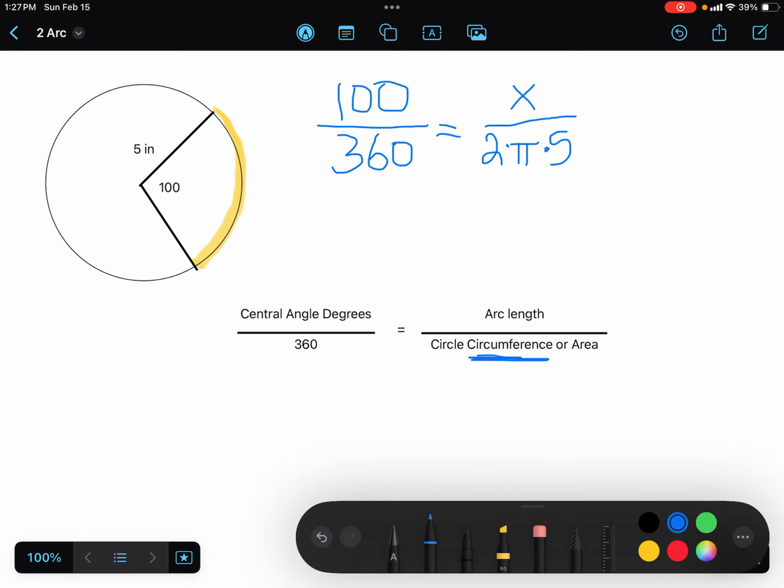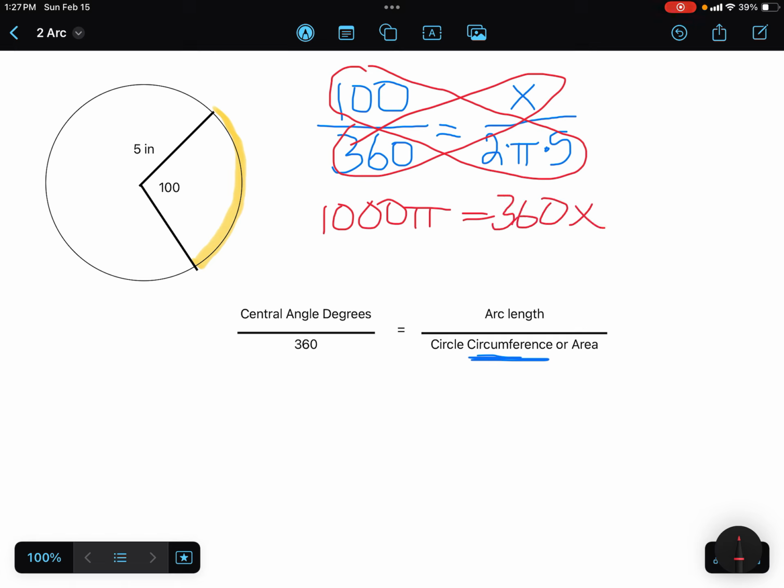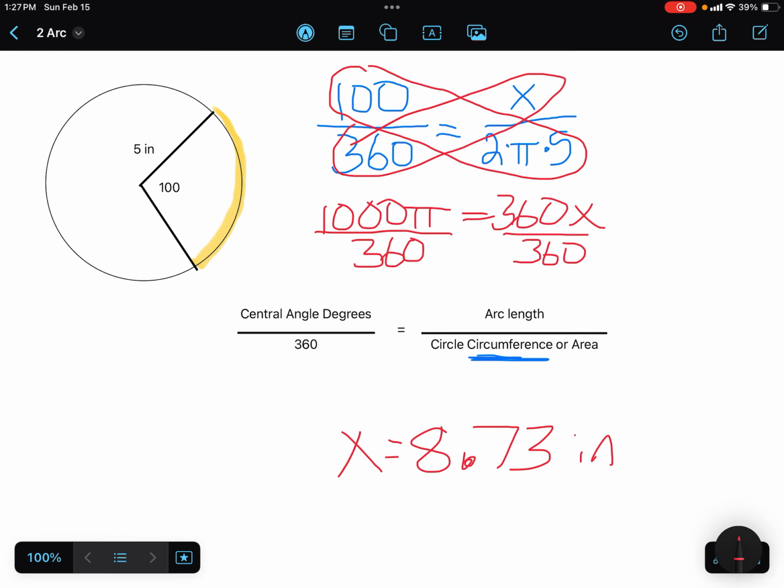So that is going to be 2 times pi times the radius, which is 5. So when we cross multiply, we're going to multiply those two things together. We wind up getting 1,000 pi equals, and in this direction, it is 360x. We'll divide both sides by 360, and this becomes a problem for our calculator. In this case, the x winds up being 8.73 inches, just like that.